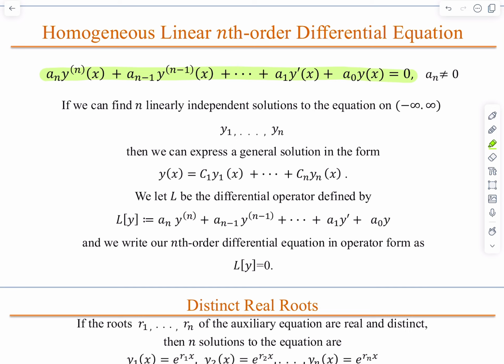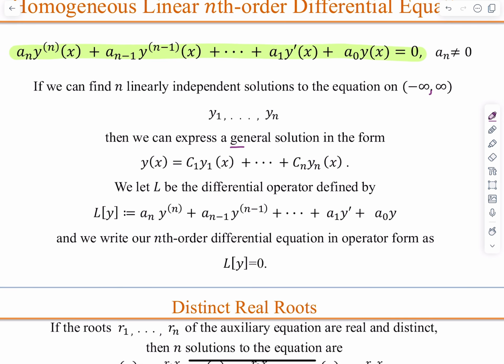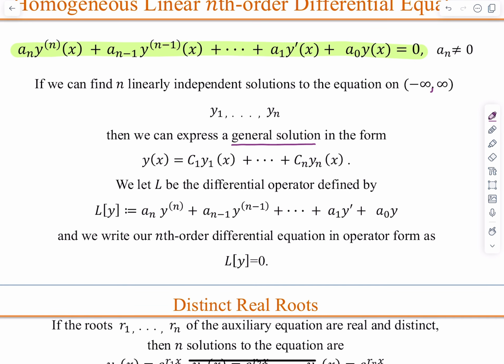So if we can find n linearly independent solutions to the equation on all reals, and these solutions are y1, y2, and so forth, all the way to y sub n, then we can express a general solution in this form, y of x. We have constant coefficients, so c1 multiplied by y1 of x plus c2 multiplied by y2 of x, and so forth, all the way to our nth constant multiplied by this nth solution.